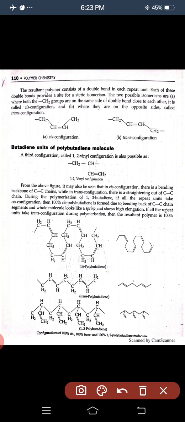If all the repeat units take trans configuration during polymerization, then the resultant polymer is 100% trans. This is the cis polybutadiene, and this is the trans polybutadiene and 1,2-polybutadiene. This is the 100% cis, 100% trans, and 100% 1,2-polybutadiene.